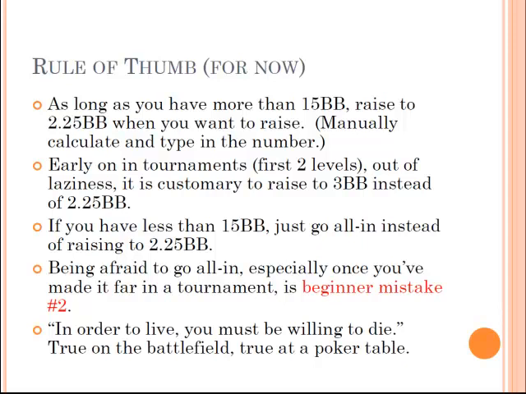Early on in tournaments, often you see players raising to 3 big blinds, which is basically okay, but only very early on in tournaments. Like if you're down to say 16 big blinds and you're risking 3 of those 16 big blinds to raise, that's a very big blunder. So you should only be raising to 2.25 big blinds, especially when you only have 16 big blinds. If you have 100 big blinds and you want to raise it to 3 big blinds to make calculation easy, that's kind of customary.